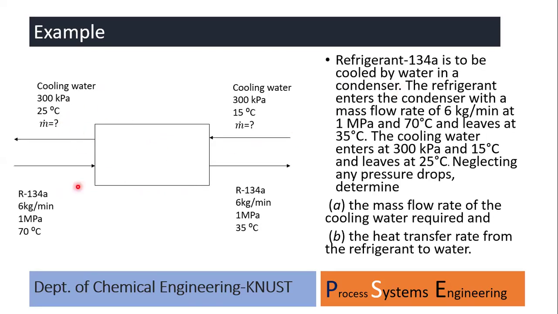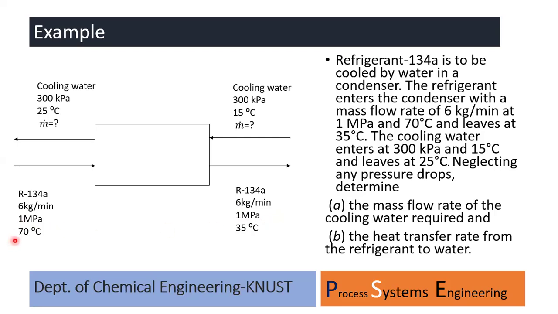So now if we draw a diagram for it, we can have this block to represent our heat exchanger. Our refrigerant is coming in. We're told it was having a mass flow of 6 kilogram per minute. When it's coming out, that mass flow is not going to change. So it's the same mass flow in and out. Then the pressure as well. We're told that there's not going to be a pressure drop. So 1 megapascal for what was coming in, 1 megapascal for what was coming out.